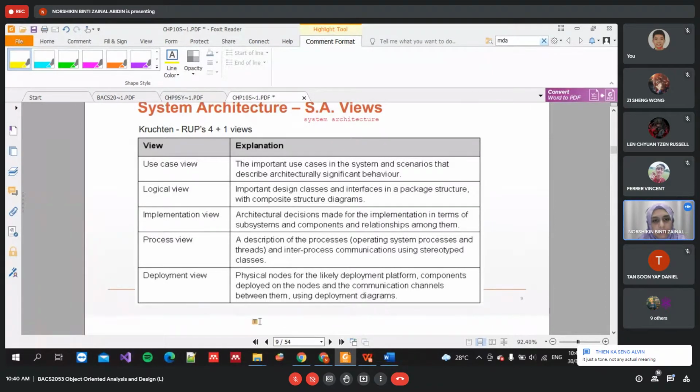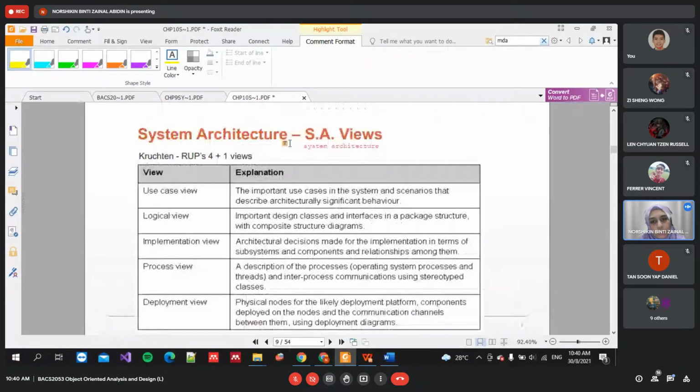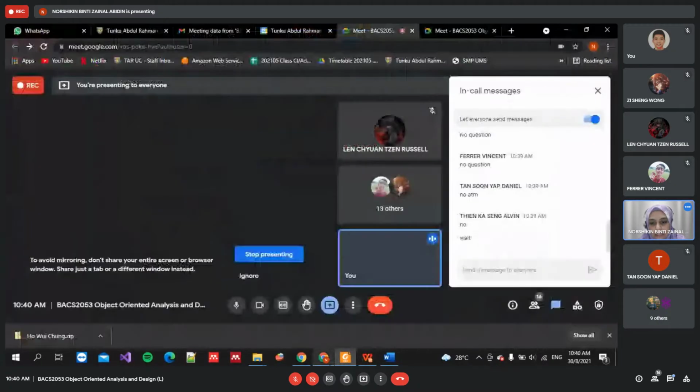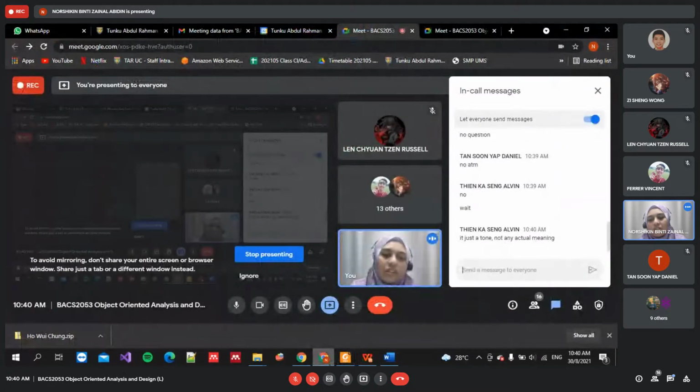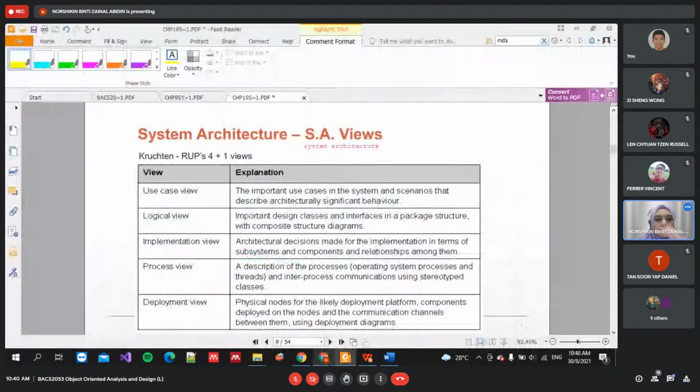YO. By the way, since there is no question, can we move to system architecture as a view? As a view is system architecture's view. So here, 1, 2, 3, 4, 5, 6. As you can see, Kruchten's RUP 4+1 view. Why 4+1 view? In the next slide, it will explain why 4+1, why not 5.